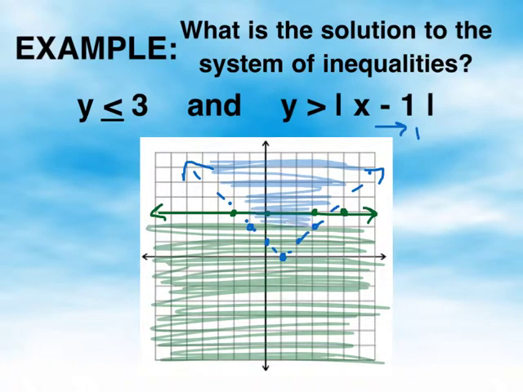or inside. Now remember, our solution to the system is where both of those shadings intersect. So that would be this lovely little triangle here.